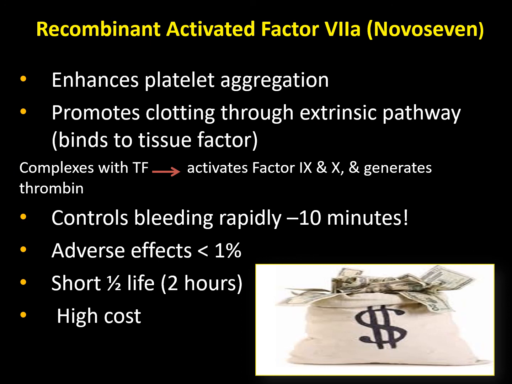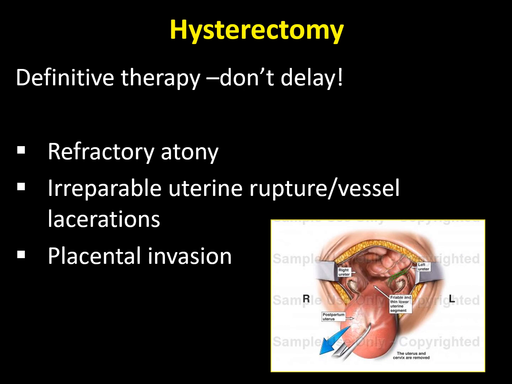Factor 7 can be used in the management of postpartum hemorrhage to enhance platelet aggregation and promote clotting through the extrinsic pathway. It controls bleeding rapidly, within 10 minutes, with minimal side effects, but the problem is its high cost. It is expensive. Hysterectomy is the definitive therapy where all the other interventions do not work, as in cases of refractory atony, irreparable uterine rupture or vascular injury, or placental invasion, as in abnormal implantation, placenta percreta. As I said, remember, our target is to save the mother, not the uterus.